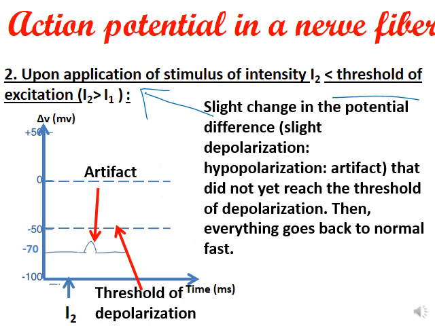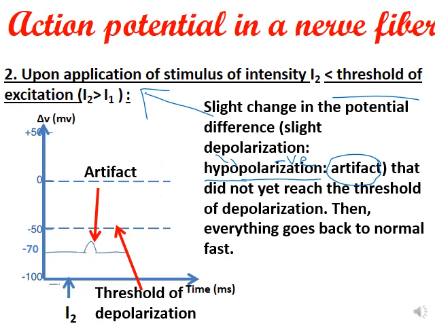Depolarization means a decrease in the negativity, which is called hypopolarization. Hypo means decrease, polarization means negativity. So a decrease in the negativity, we call it artifact. But you have to know both terms. You have to know that it's called hypopolarization, and also that it's called artifact.